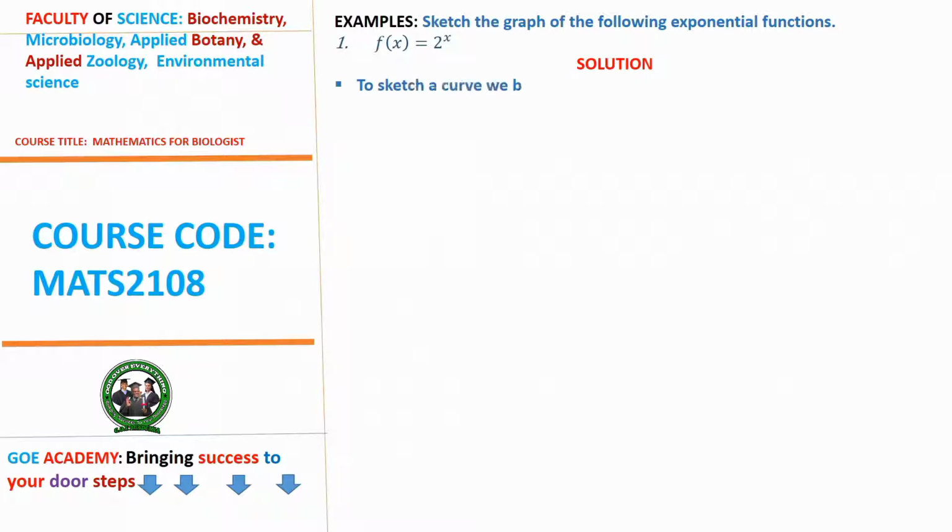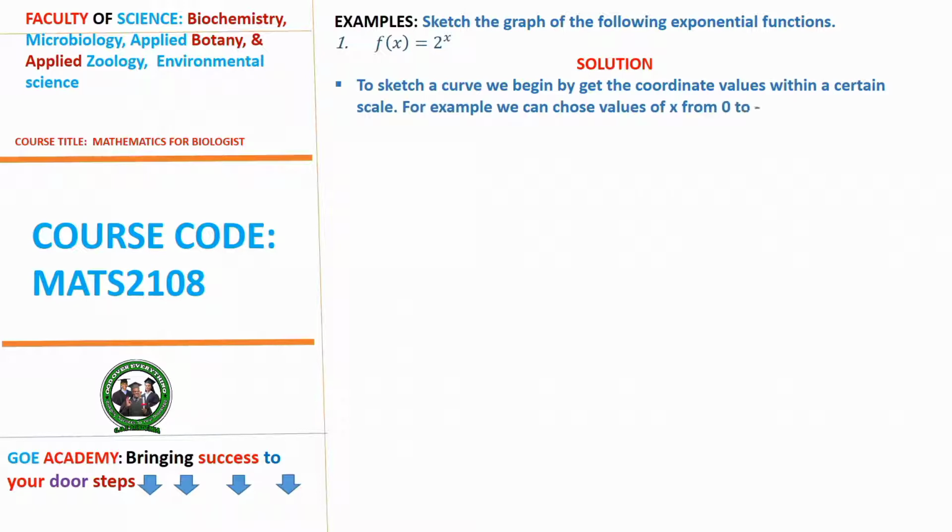How do I sketch an exponential function? For me to sketch a curve, what I need to get is the coordinate values, and the coordinate values must be within a certain scale. I can decide to choose my range of values of x to be from 0 to -2, or from -3 to 1, or from 0 to 1. The fact is that you need at least 2 values.